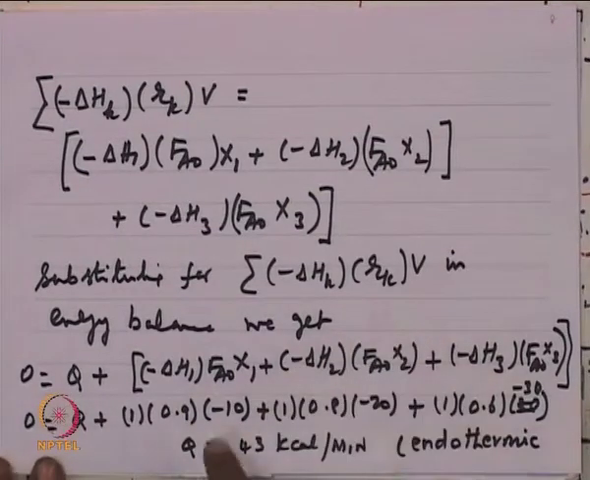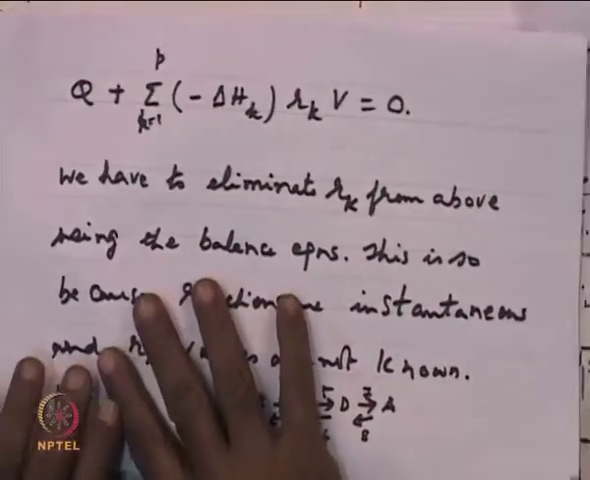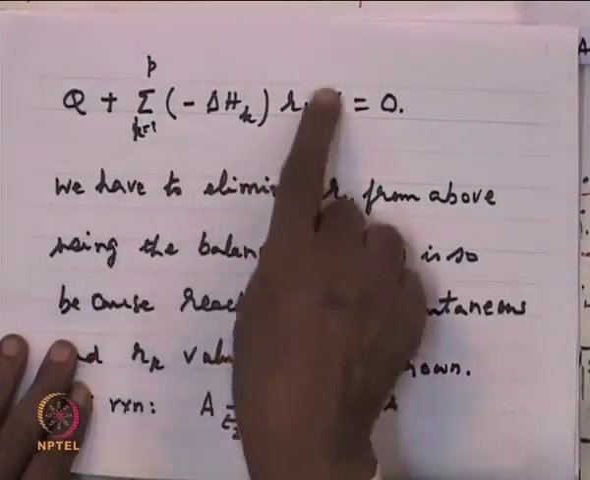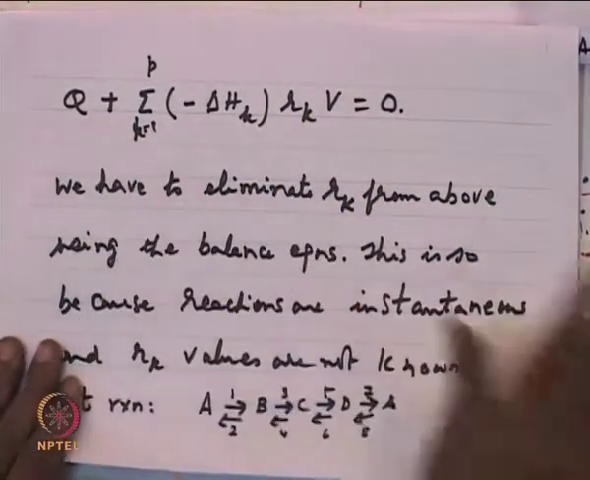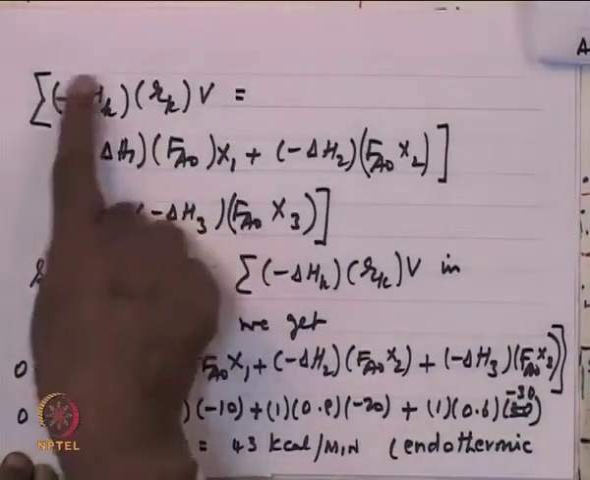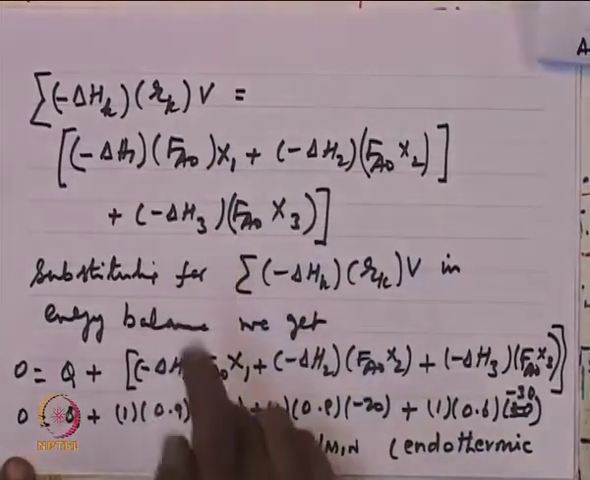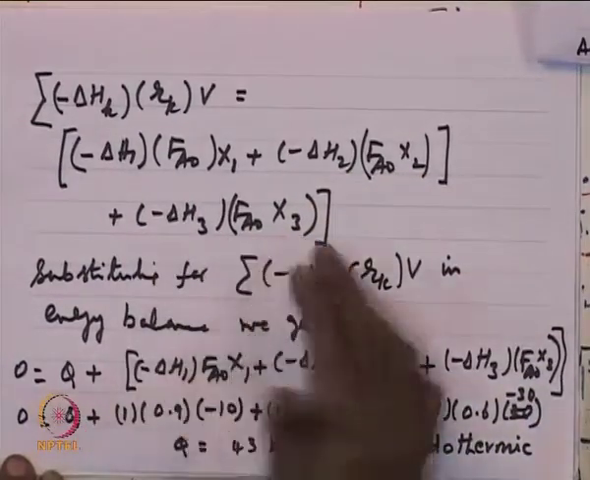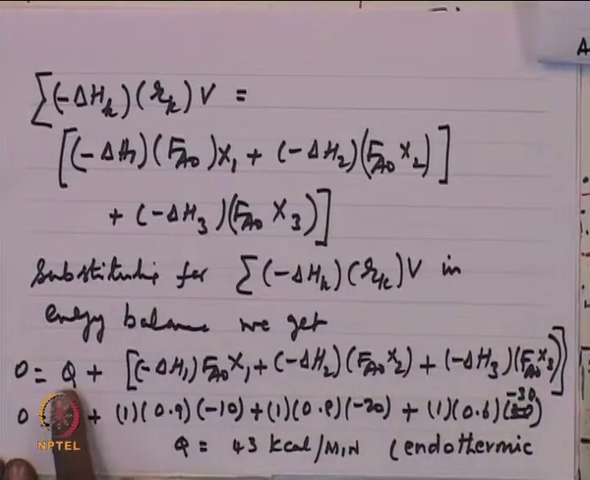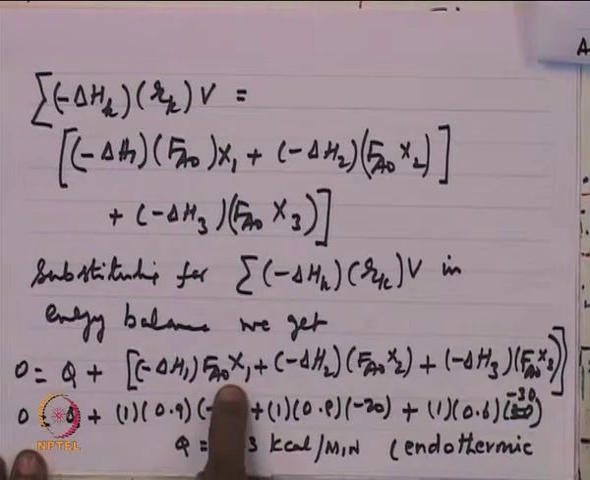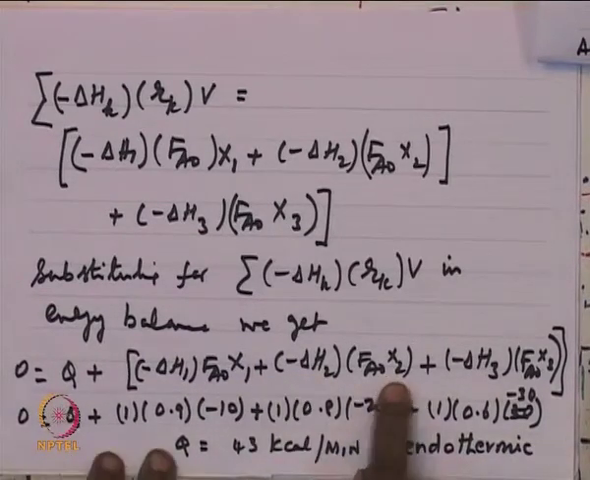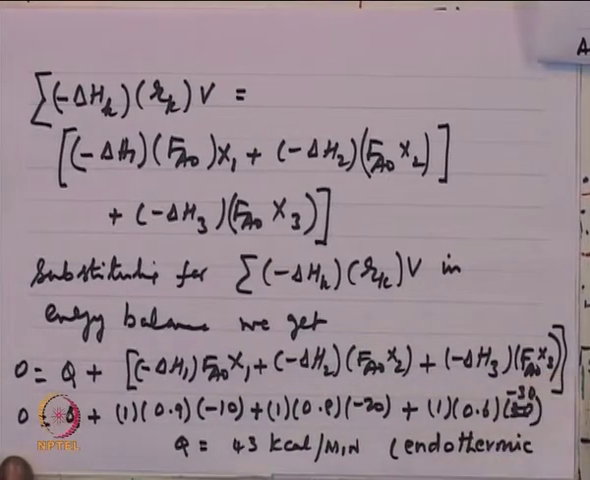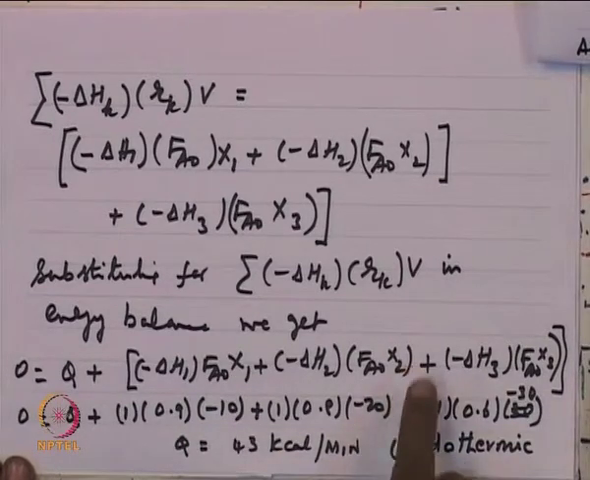Now, our problem is very simple. We have to calculate our energy balance. If you recall, when we started, our idea was to calculate Q, and to calculate Q we wanted to get rid of this term rk V, and only then can we calculate Q. That is what we have done. We have found out sigma rk V, and this whole term is minus delta H1 FA0 X1 minus delta H2 FA0 X2 minus delta H3 FA0 X3, which we can substitute in our energy balance. That is what we have done here. We have Q plus minus delta H1 FA0 X1 plus minus delta H2 FA0 X2 plus minus delta H3 FA0 X3. Now, we have already found a little earlier that X1 is 0.9, X2 is 0.8 and X3 is 0.6.